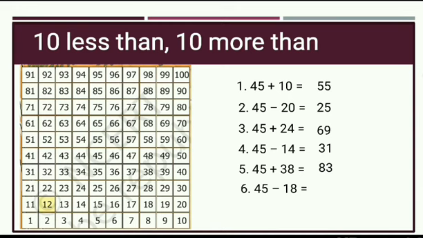45 minus 18. Now again, if you see, 18 is near 20. So from 45 you can start and go down 2 places. That means first what we are doing, we are subtracting 20 from 45 because 18 is near 20, but we subtracted 2 more because 20 is 2 more than 18, and when we are subtracting we will go backward.